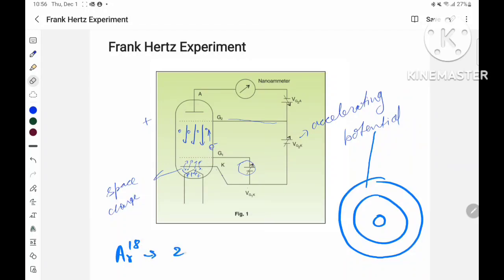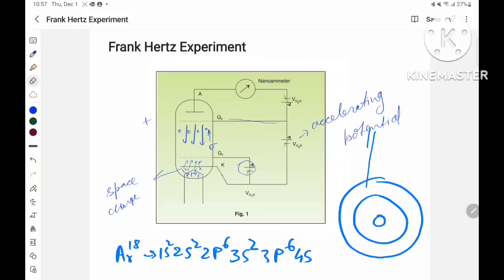So the configuration is 1s2, 2s2, 2p6, 3s2 and 3p6. That is 2, 4, 10, 12, 18, yeah. Like that you will find, and then the next higher orbital is the 4s orbital. So now in argon you have up to 3p6. So this is a totally filled shell, right?